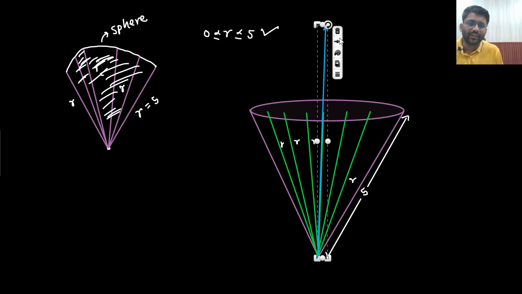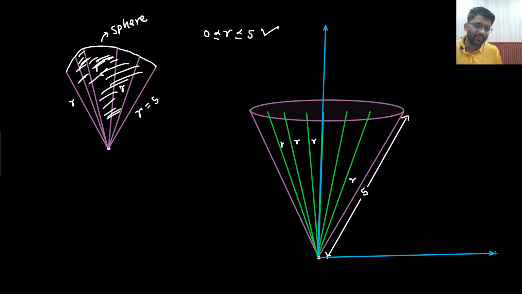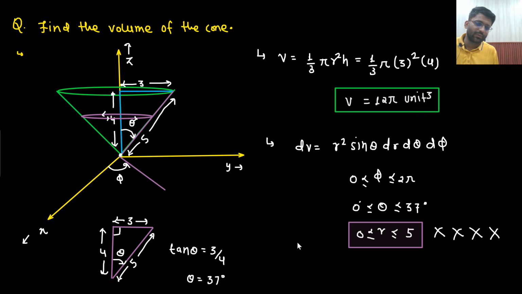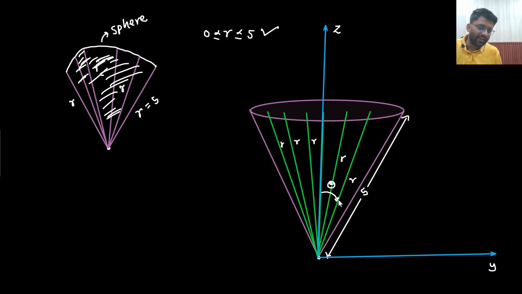This is your positive z axis, and this was your y axis. So radial distance r will make an angle of theta with the positive z axis. Say yes or no? This angle will be theta. The range of theta is going from 0 to 37 degrees. So a random angle that I take from the positive z axis will be theta.